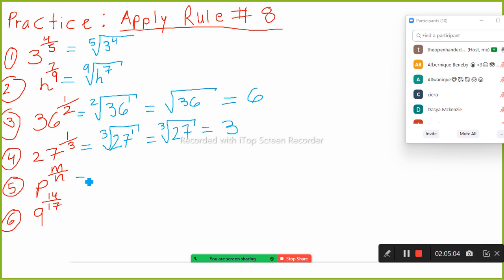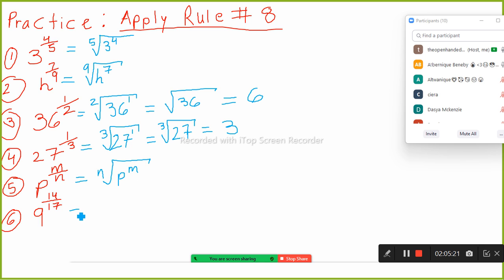Okay, now, Albany, can you help me with number 5? The n root of p to the power of n?